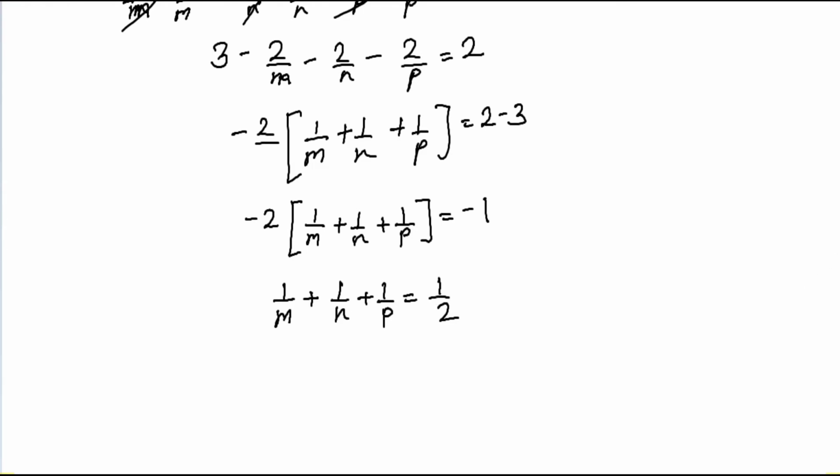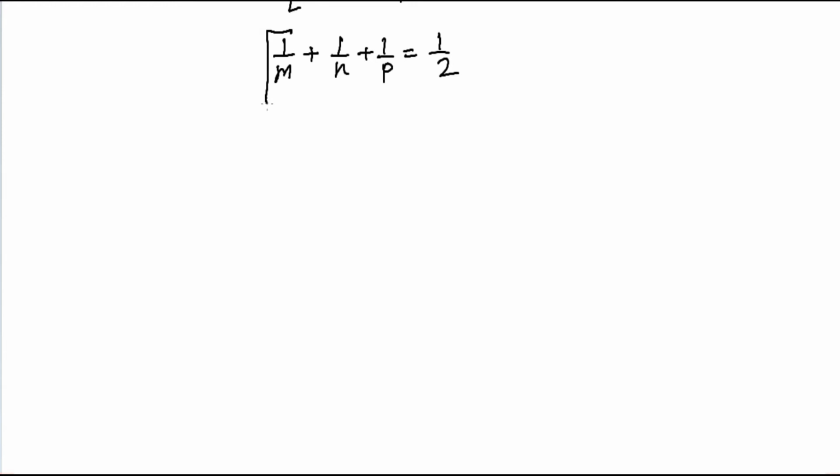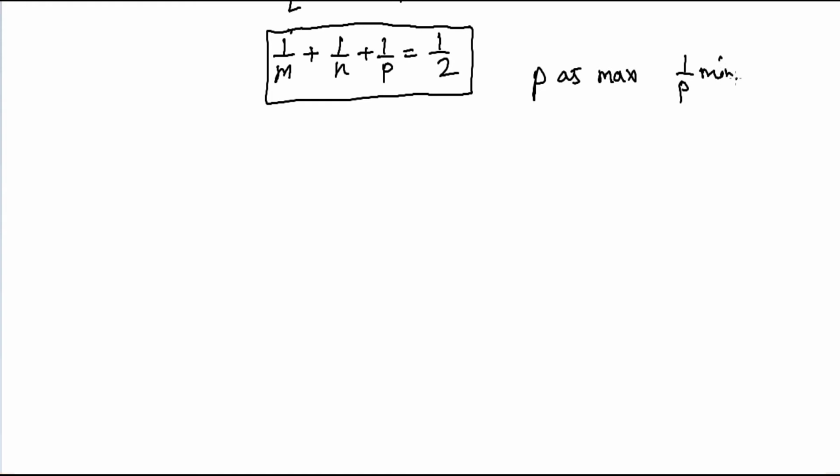Now this is the required configuration we get for m, n and p. But what else can we get? We need to make p maximum. So let's talk about p. If we make it maximum, then 1 by p is minimum, right? So if 1 by p is minimum, then 1 by m plus 1 by n should be just smaller than, or very close to, 1 by 2, because 1 by p is very small.